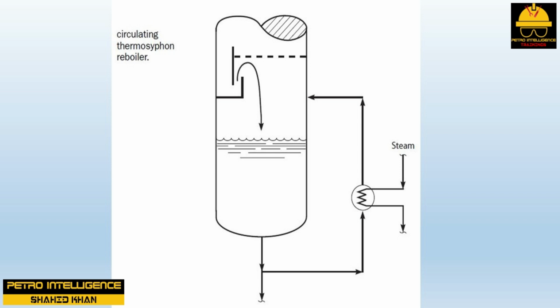However, should this level reach the reboiler return nozzle, thermosiphon flow will be restricted or even stop. Then the reboiler heat duty will be reduced, and the tower pressure will drop. Sometimes this may cause the tower to flood.